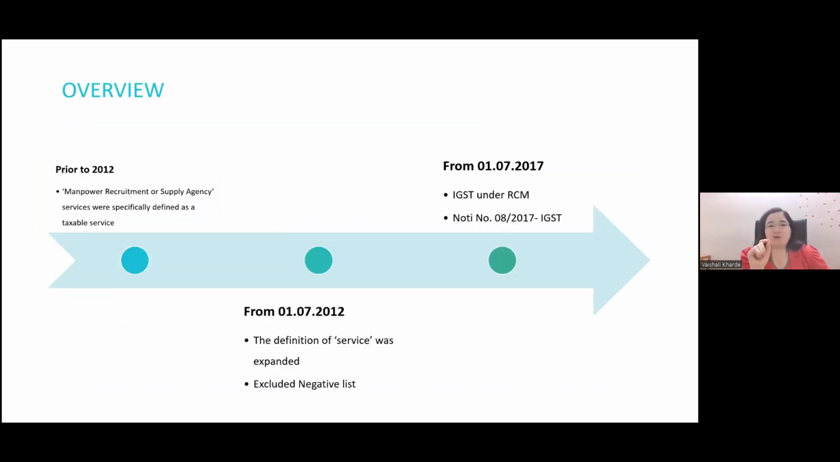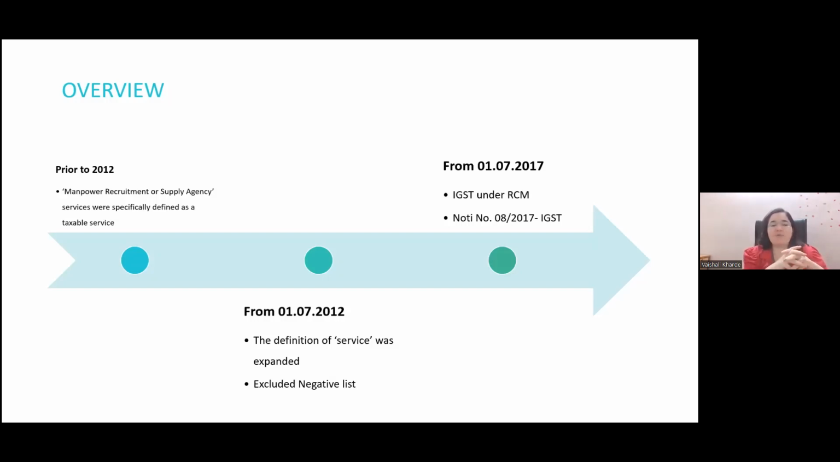So with respect to deployment or back office services, if we see the overview of the legal provisions, prior to 2012, manpower recruitment or supply services were specifically defined. So there was a positive list regime prior to 2012. Specific services were specified, and other services were not within the service tax purview. So there is a possibility that this service can be classified under manpower recruitment and supply agency. From 1/7/2012, you know that from July 2012 there was a shift from the positive list regime to the negative list regime.